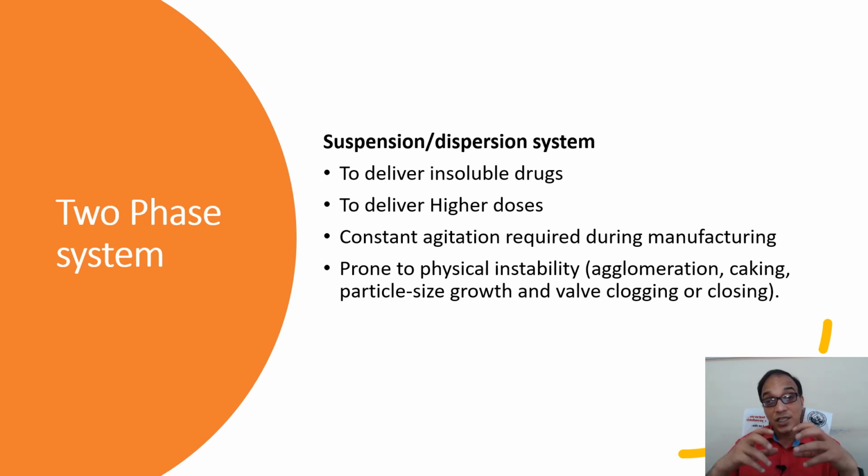Constant agitation is required during manufacturing of these system-based aerosols, but they are prone to physical instability, which is the common problem with suspensions, like agglomeration, caking, and particle size growth, and due to them wall clogging or closing is there in aerosols or pulmonary target systems.